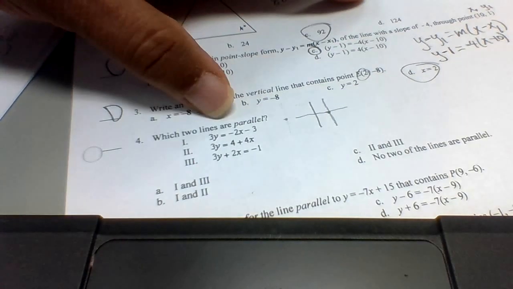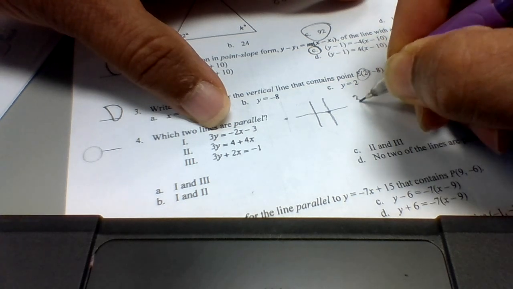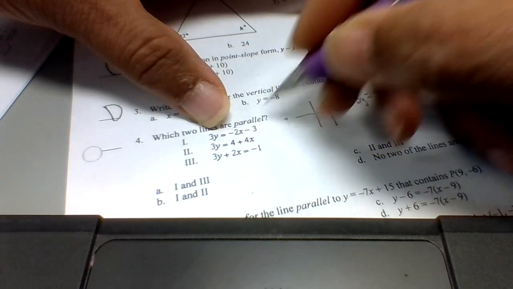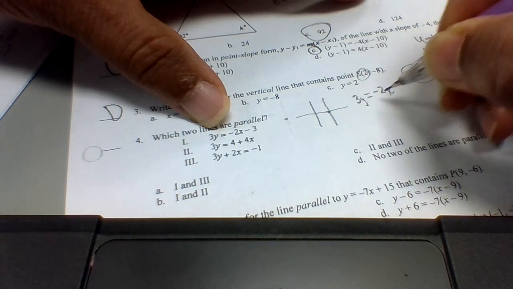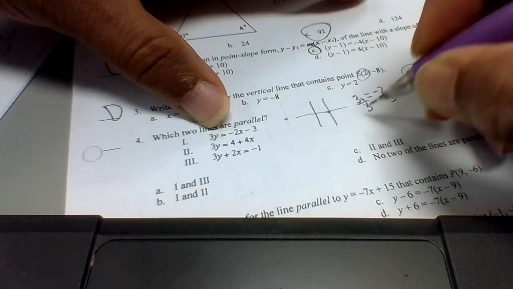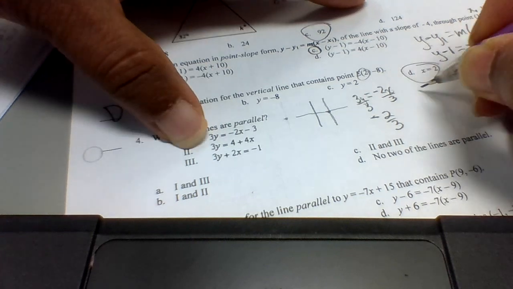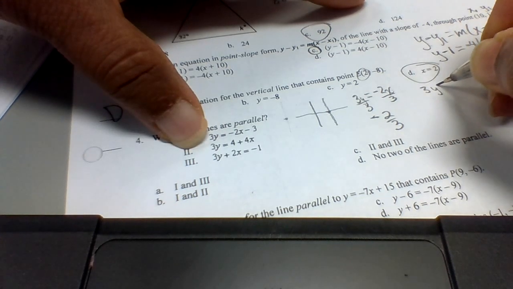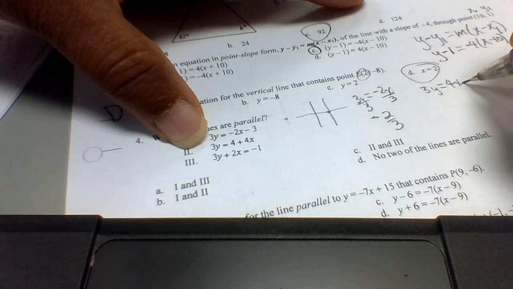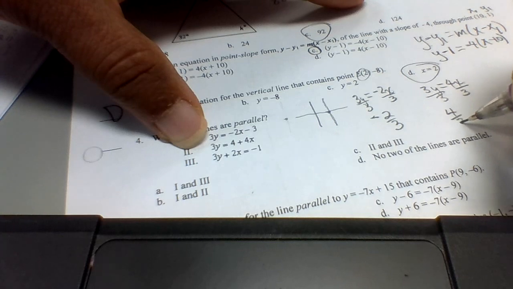The equations, okay, so the first one is 3y equals -2x. The constant we're not worried about. All we're worried about is the number with the x. So I divide by 3, and my slope on this is -2/3. The next one, 3y equals 4x, the number with the x. So divide this by 3, so my slope is 4/3.